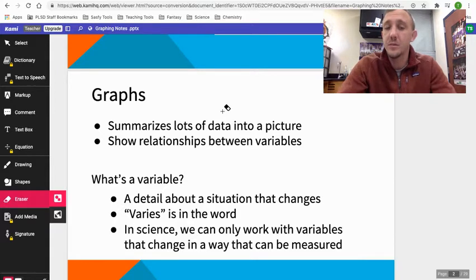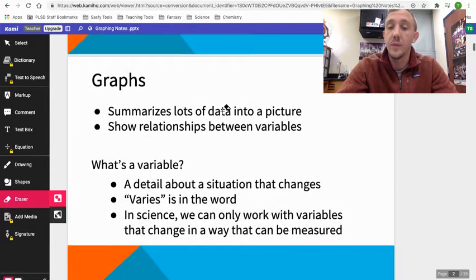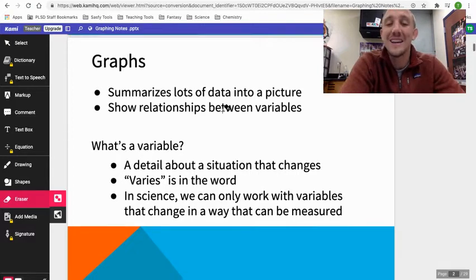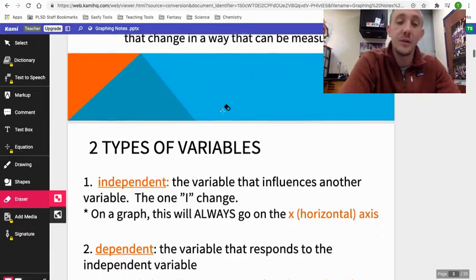Okay, so what is a variable? It's a detail about a situation that changes. All right, so in science, we can only work with variables that change in a way that can be measured. Okay, and so we're going to get into what exactly variables that we are going to be talking about. And there's two of them.